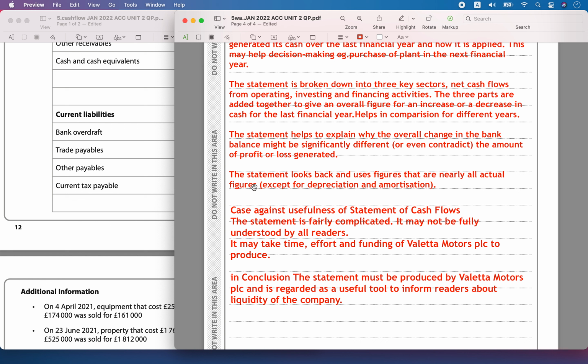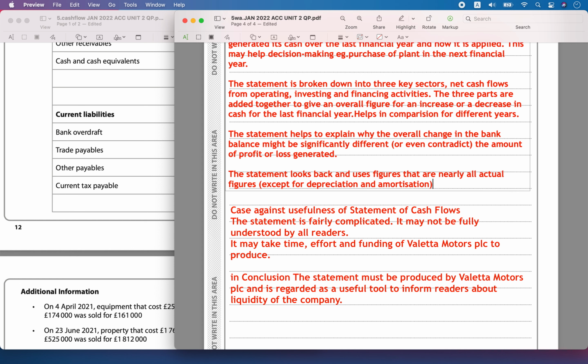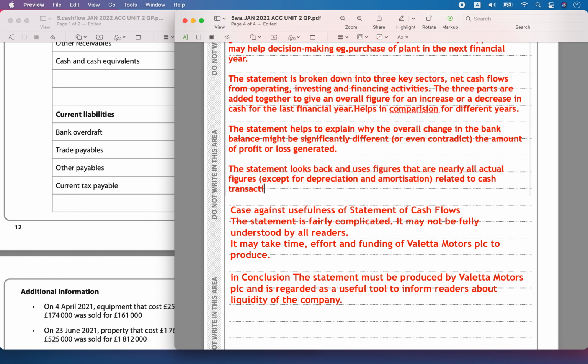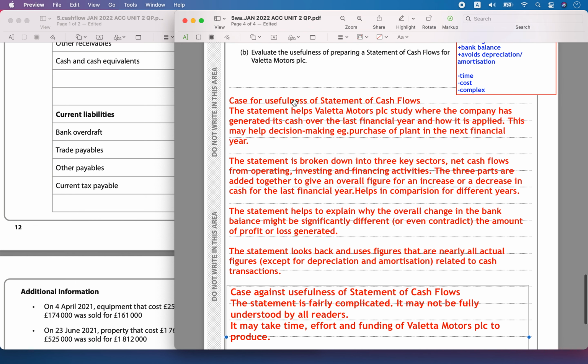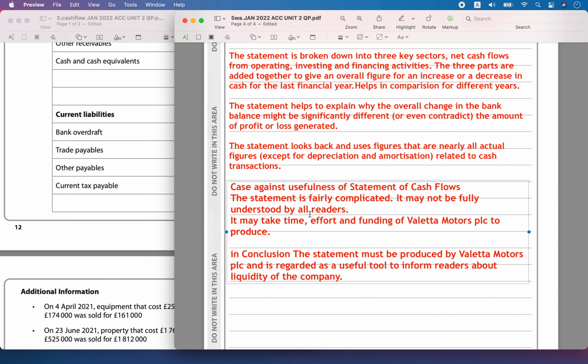Then the statement looks back and uses figures that are nearly all actual figures related to cash transactions alone. So it is just related to cash transactions alone. So it is not including depreciation and amortization. Those are the positives, the usefulness of the statement of cash flow.